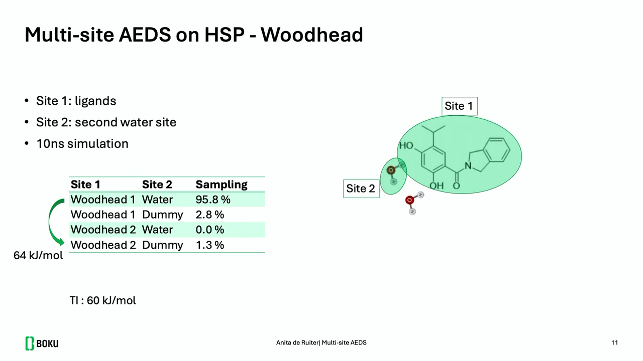The other states are not sampled that much, but we do see that if we are sampling the second ligand, then we actually have a dummy in this site, as we were predicting before. And we can actually also calculate the free energy difference between these two. We get 64 kilojoules per mole, whereas the TI was 60 kilojoules per mole. Of course, the TI took way more computational effort, versus just our 10 nanosecond simulation of the AEDS.